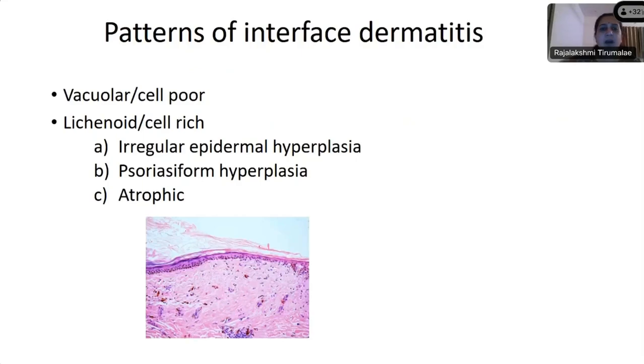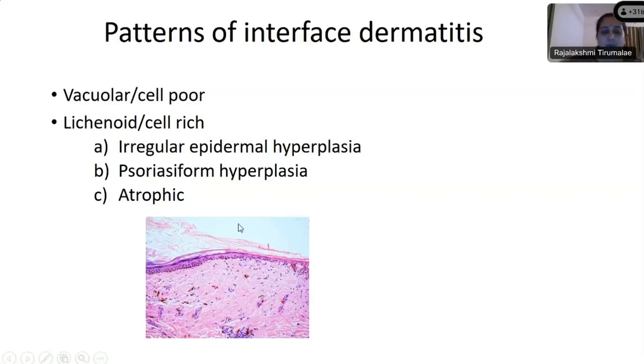Now, a point about lichen planus is that there are many variants of lichen planus. So it depends on what you're looking at. If you talk about interface dermatitis, there are two important sub-patterns. One is cell poor, where only the vacuolar changes are prominent. The second is cell rich, where you also have a lichenoid infiltrate. And under that, you have to look at whether the epidermis is hyperplastic or atrophic.